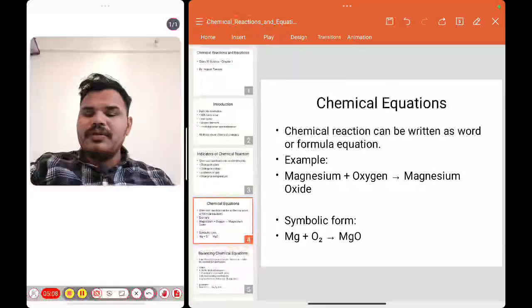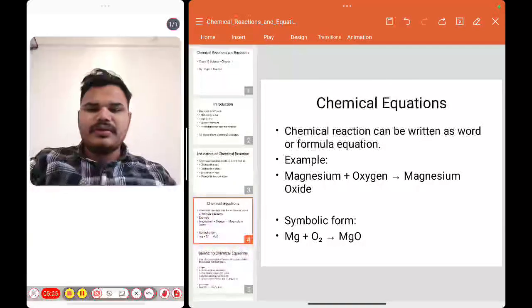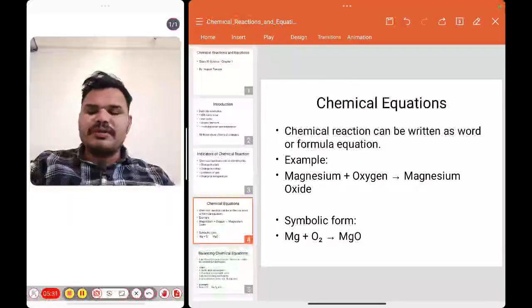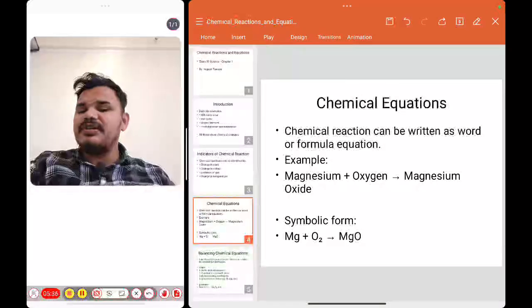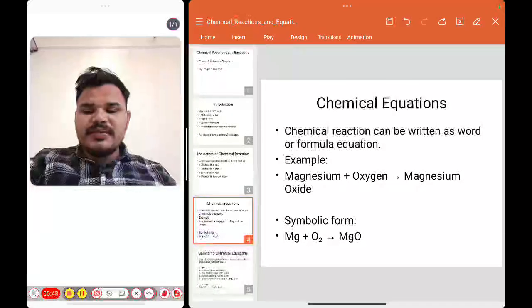For example, we have one element, magnesium, and the second one is oxygen. Whenever the reaction occurs, after that you will get magnesium oxide, with their symbols as shown in that particular PPT. That is, Mg is denoted by magnesium and O2 is denoted by oxygen. After the reaction, the magnesium and oxygen on the left hand side of the reaction we call the reactant. And after the reaction a product is formed, which is on the right hand side. So you can see the example as well.